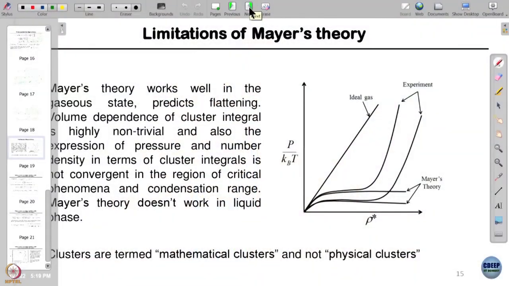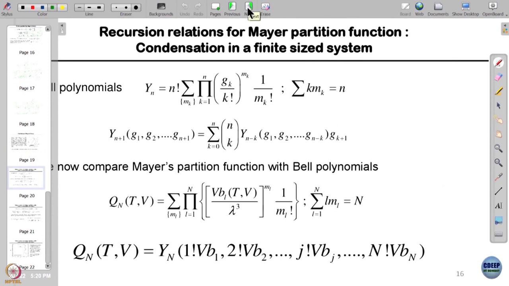Even today, the force field values we use for argon, the sigma and epsilon, come from this kind of analysis. That epsilon is 119 K. There are certain limitations of Mayer's theory: this is the ideal gas and this is Mayer's. Unfortunately, Mayer's theory kind of gives the condensation, but then it remains flat. There are many reasons for that, and we are not going into that in detail. You can get that in the book. Then there are many beautiful studies that have been done.